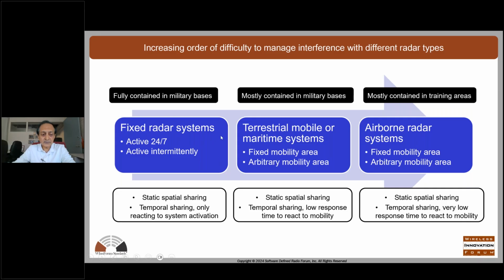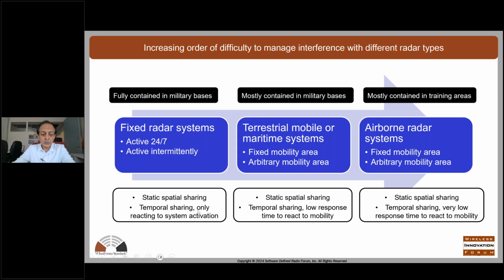But because these are fixed, they are fully contained within military bases. So no matter what, they're somewhat easier to contain. You can think of static spatial sharing, or a little bit of dynamism could also be there, but it is mostly to deal with interference around the military bases. And if they're active intermittently, there could be an opportunity for temporal sharing as well.